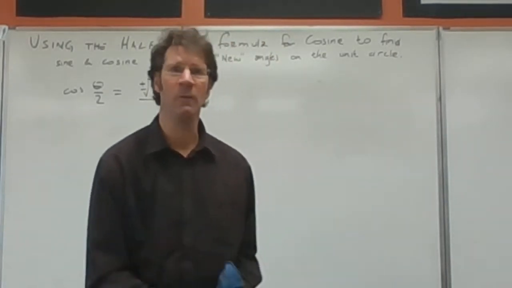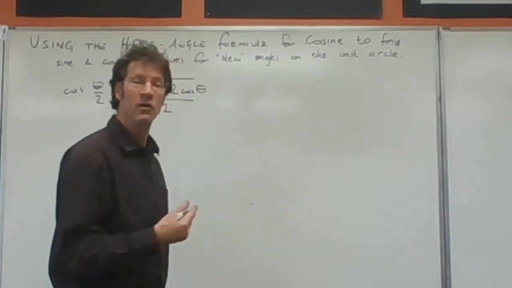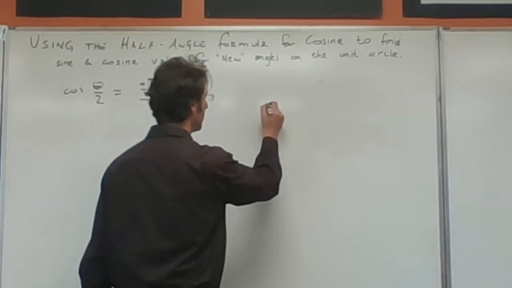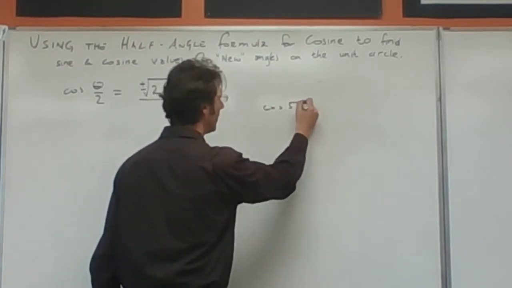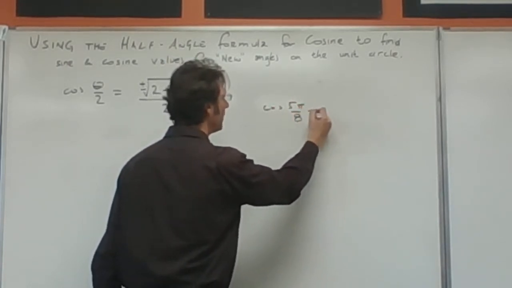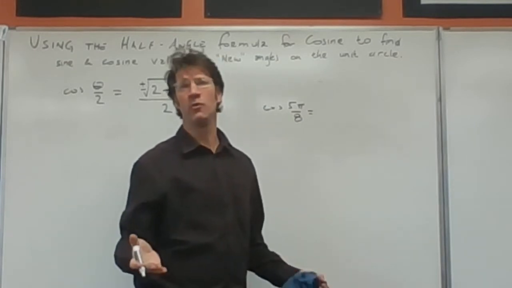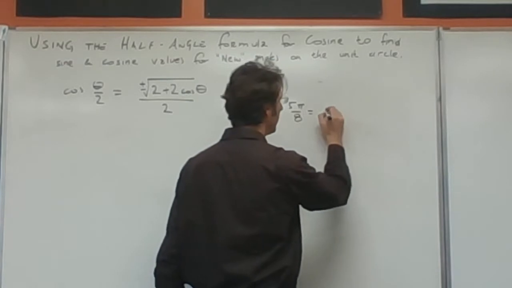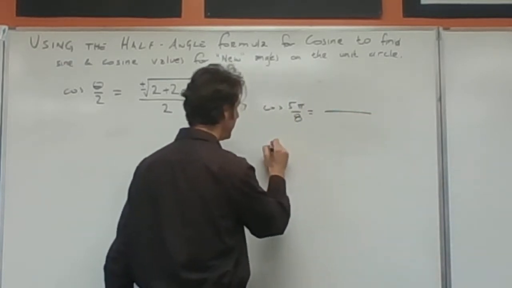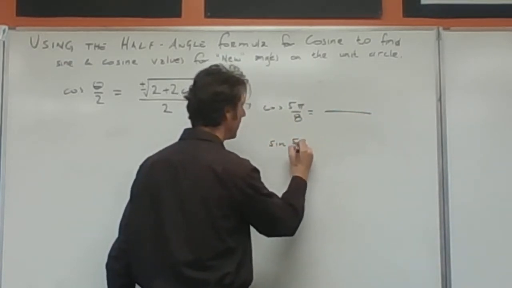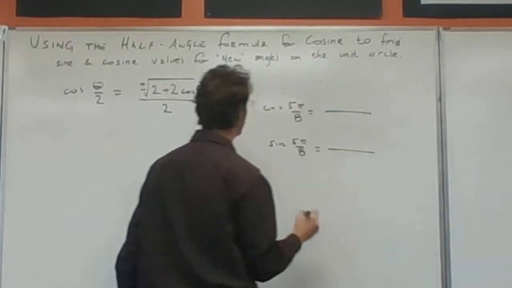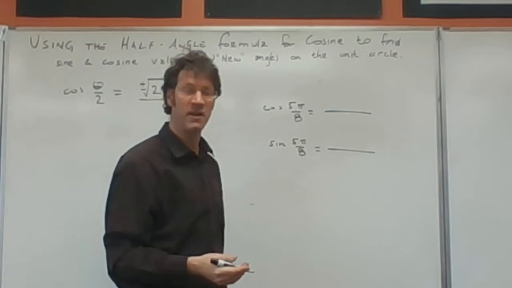A moment ago, we worked on finding the cosine of 5 pi over 8. I'm going to solve this now without using the half angle formula, very, very quickly, and then we're going to also find the sine of 5 pi over 8. How we're going to do both of these is consider where 5 pi over 8 is.